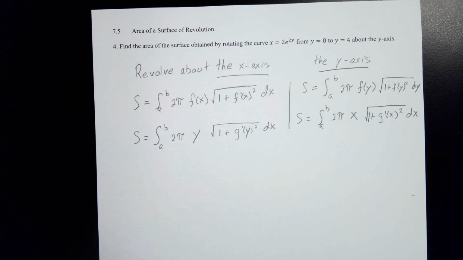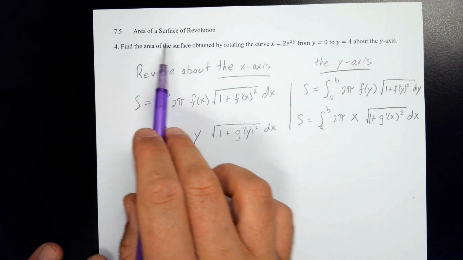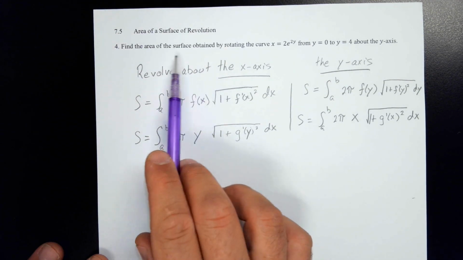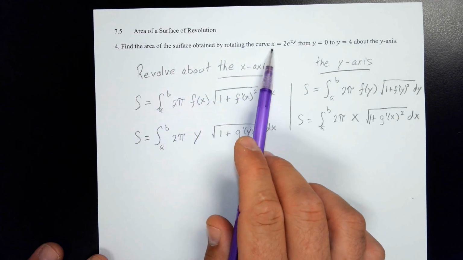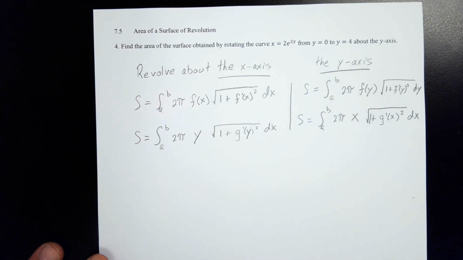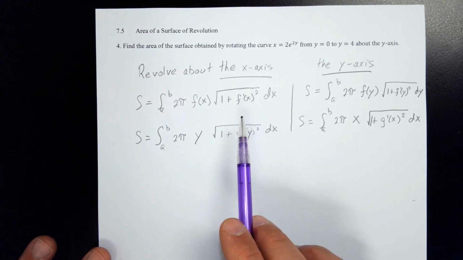This is section 7.5, number 4 from WebWork. And this is the surface area, or the area of a surface of revolution. You're asked to find the area of a surface obtained by rotating the curve x equals 2e to the 2y from y equals 0 to y equals 4 about the y-axis. It's not terribly important that we sketch this curve, but we do have these formulas.